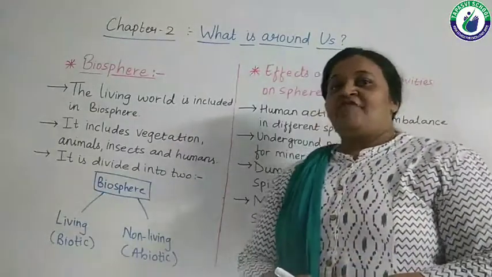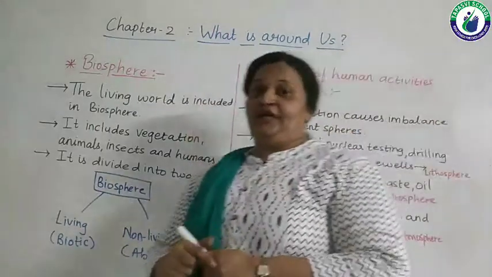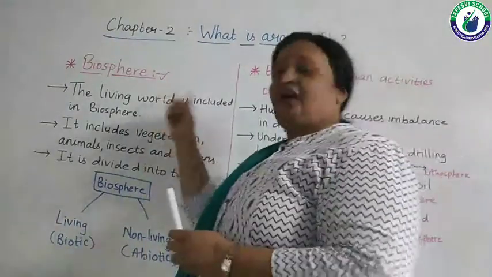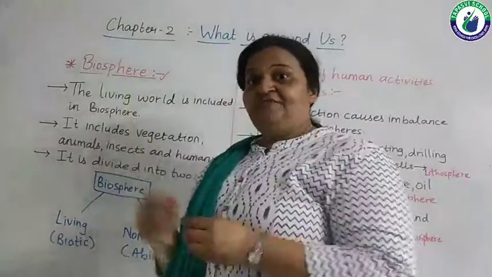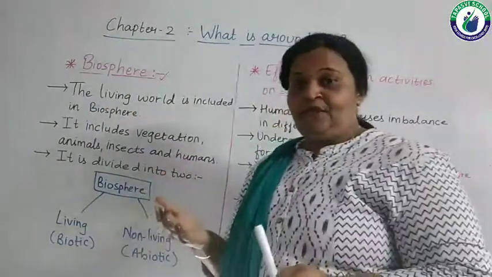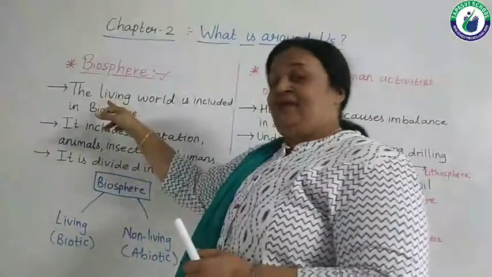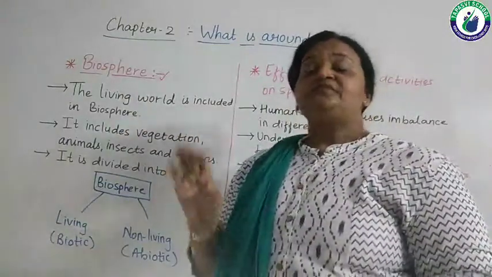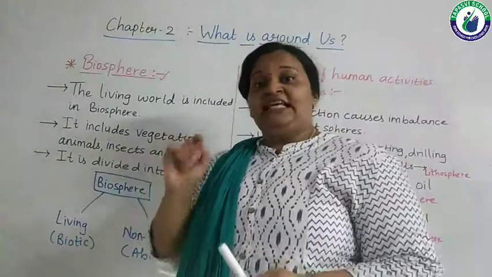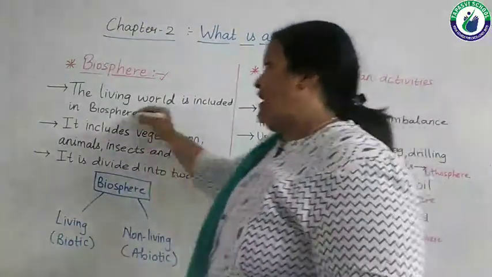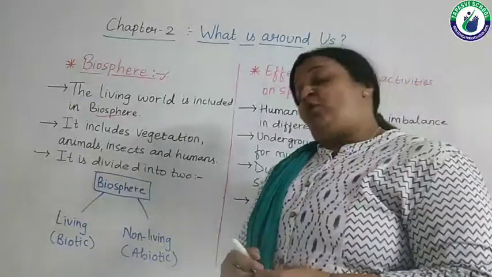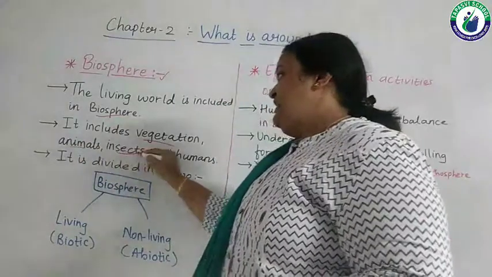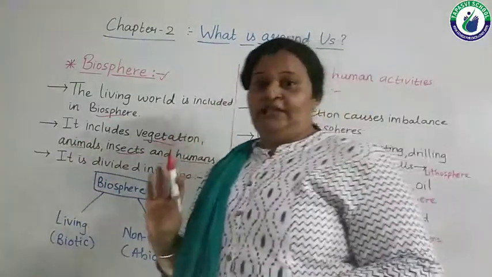Now let's start with our fourth and the last sphere, which is biosphere. As the name suggests, biosphere means bio means life and sphere means layer. So as the name suggests, what is happening? The living world is all included in biosphere. Whatever things on the earth have life in them, that all are part of biosphere. So what all things does it include? It includes vegetation, animals, insects, humans, all. Right?